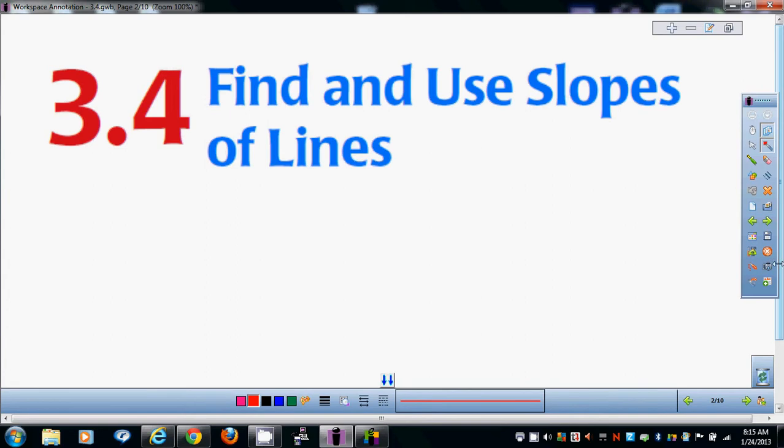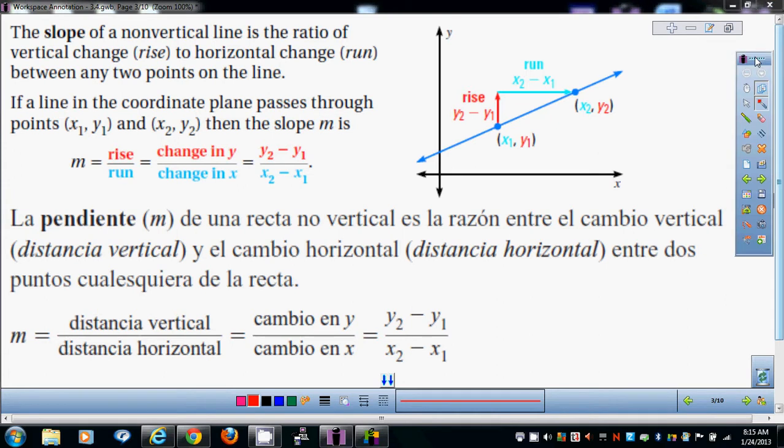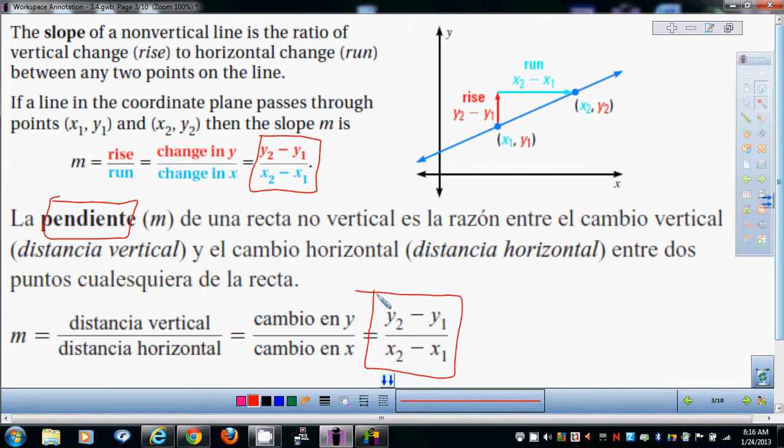First set of notes. The slope of a line. Really, all you need to write down here, don't write down the whole paragraph. Just write slope equals this formula. That's all you need to write. Slope, colon, that formula.